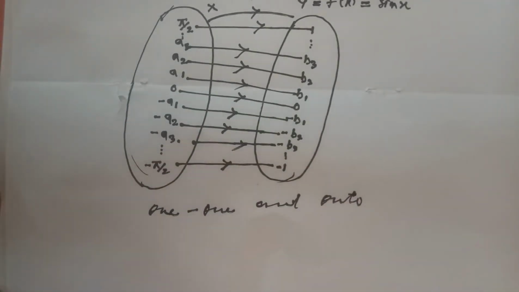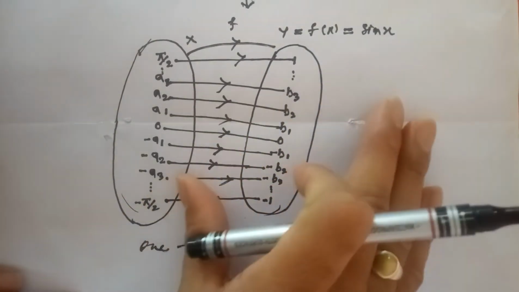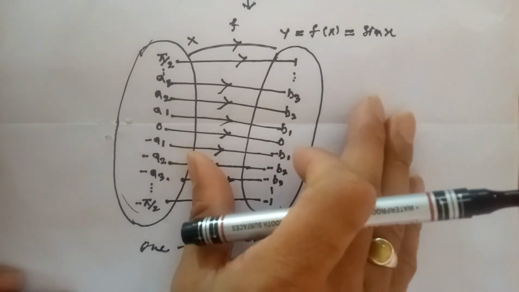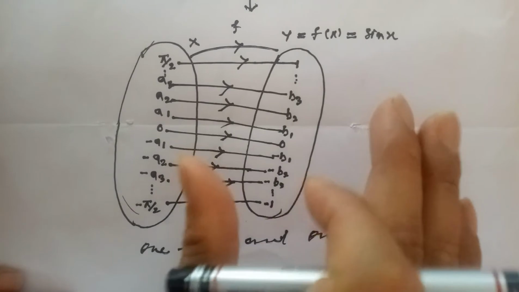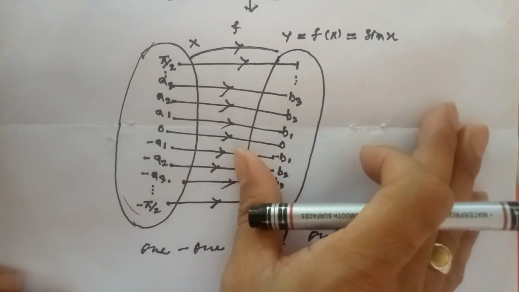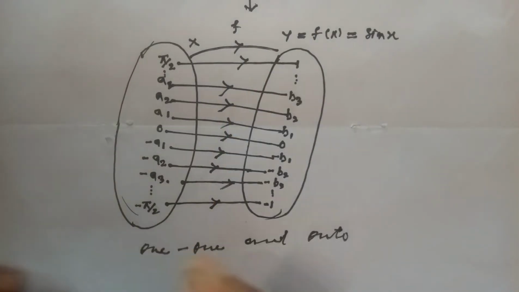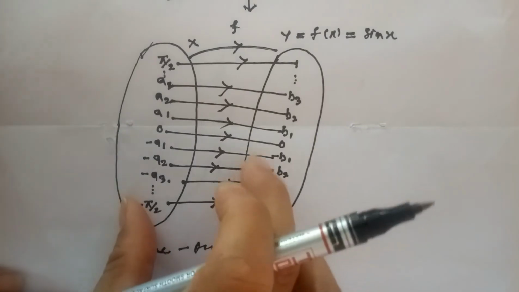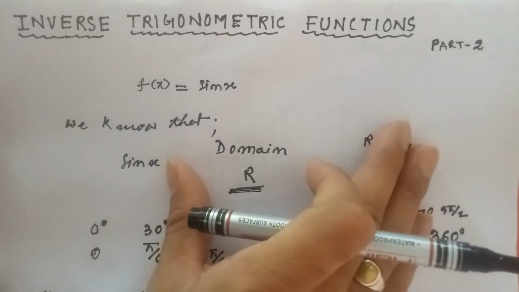When 1-1 and onto is possible, then the function becomes invertible. So from the above discussion, what we understand is that generally the sin x function is not 1-1. So we make it possible by restricting its domain from minus pi by 2 to pi by 2. Then you see this is our mapping. You see this is 1-1 and onto both, then the inverse is possible.